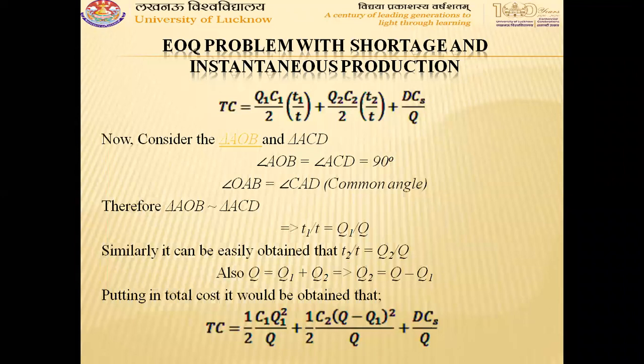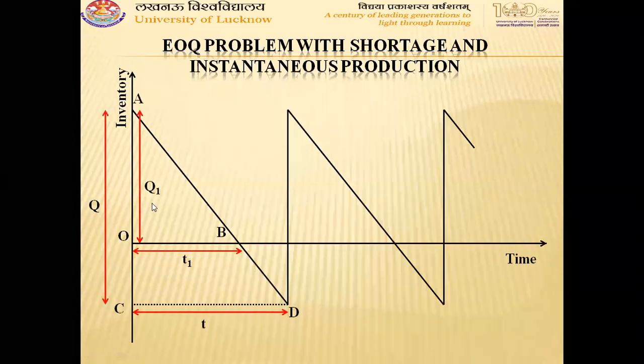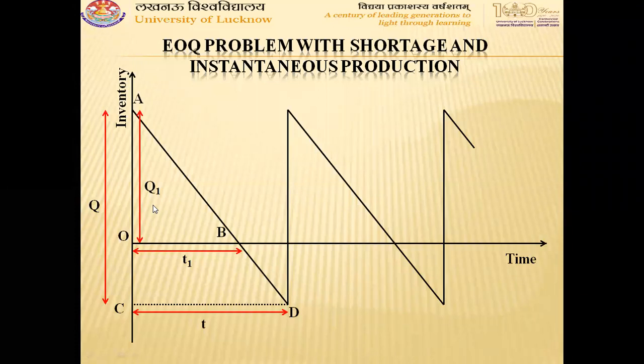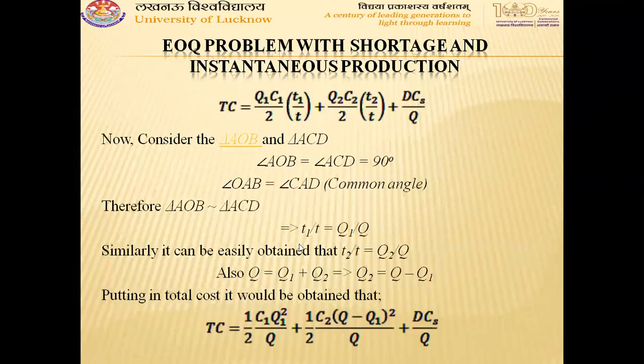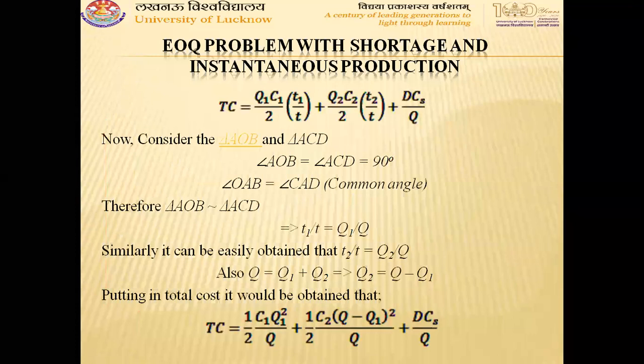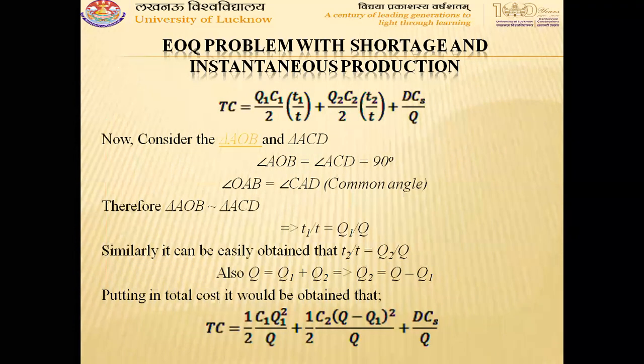And by the property of similar triangles, we can write T1 upon T is equal to Q1 upon Q. Similarly, for shortage, we can easily prove that T2 upon T is equal to Q2 upon Q. So putting T1 upon T is equal to Q1 upon Q and T2 upon T is equal to Q2 upon Q, we can eliminate the terms of T1 and T from the total cost.